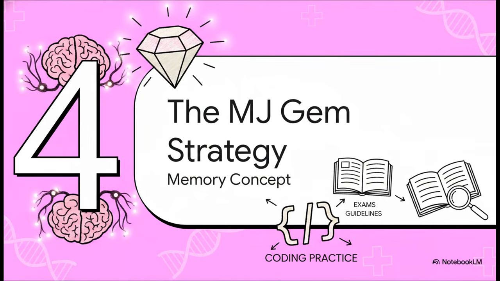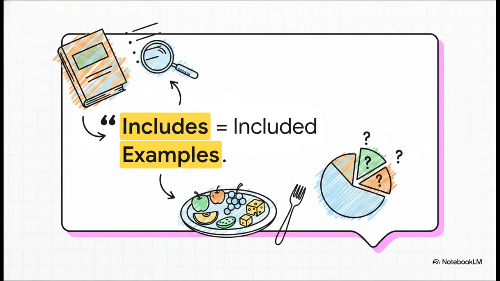Moving on to Section 4, the MJ-GEM strategy. Now, what's really interesting here is how beautifully simple this MJ-GEM is. It's literally just 3 words. Includes equals included examples. So whenever you see the word includes, I want your brain to automatically add the word examples. They show what belongs in the category, but they simply don't show everything. It's a sample platter, not the entire menu.